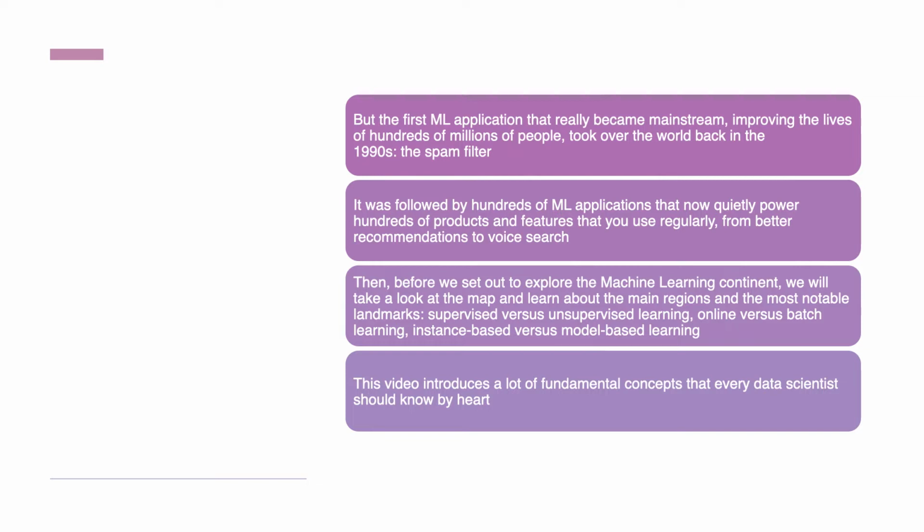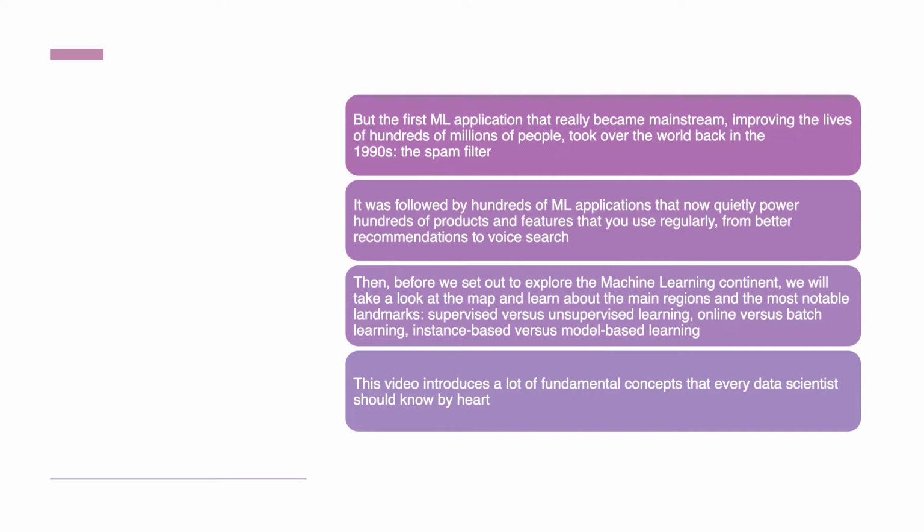In this chapter, we will start by clarifying what machine learning is and why you may want to use it. Then, before we set out to explore the machine learning continent, we will take a look at the map and learn about the main regions and the most notable landmarks: supervised versus unsupervised learning, online versus batch learning, instance-based versus model-based learning. Then we will look at the workflow of a typical ML project, discuss the main challenges you may face, and cover how to evaluate and fine-tune a machine learning system.